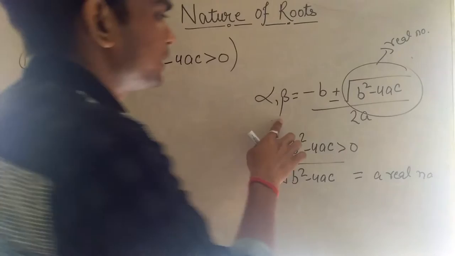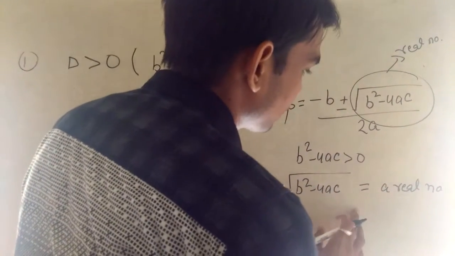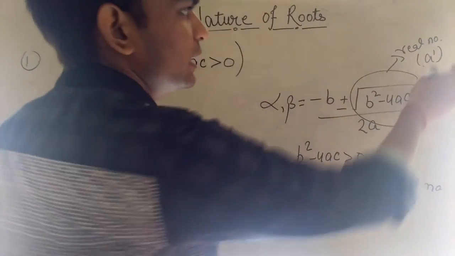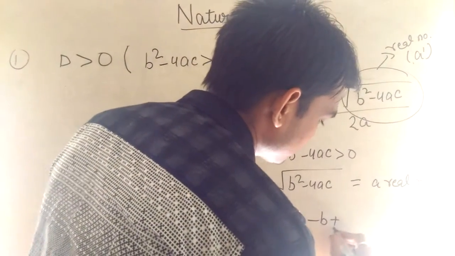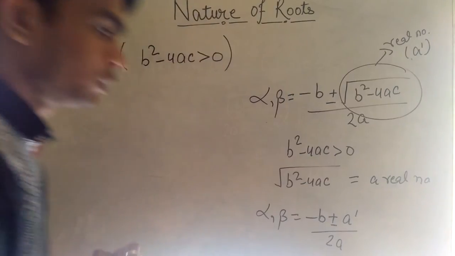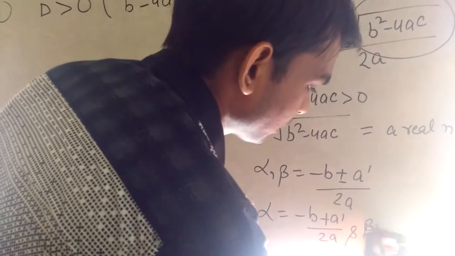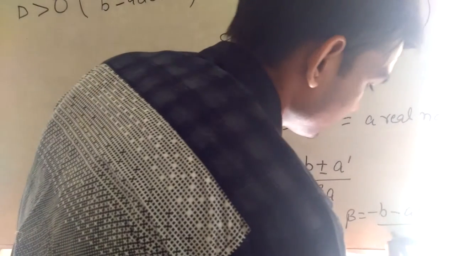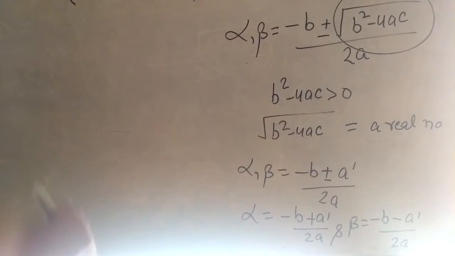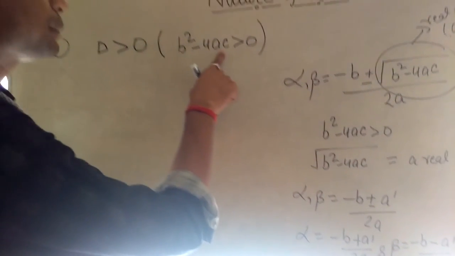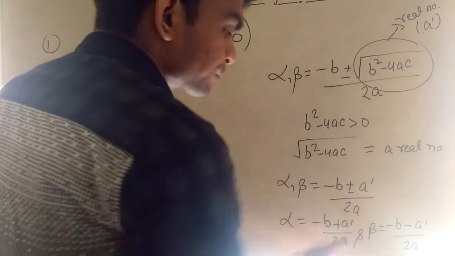So alpha comma beta equal to minus b plus minus a real number divided by 2a. Let root under b square minus 4ac be denoted by a dash, a number which is the value of root under b square minus 4ac. Then alpha comma beta are minus b plus minus a dash divided by 2a. So alpha equals minus b plus a dash divided by 2a and beta equals minus b minus a dash divided by 2a. Here a, b and a dash are all real numbers. So from here we can see that if b square minus 4ac is greater than 0, then we get two different real values of alpha and beta.